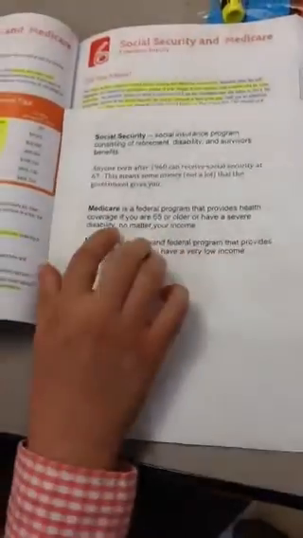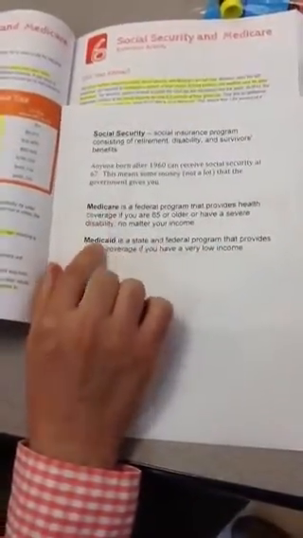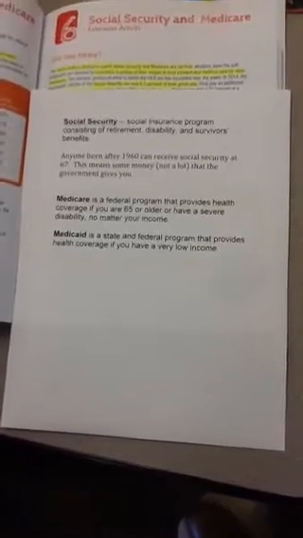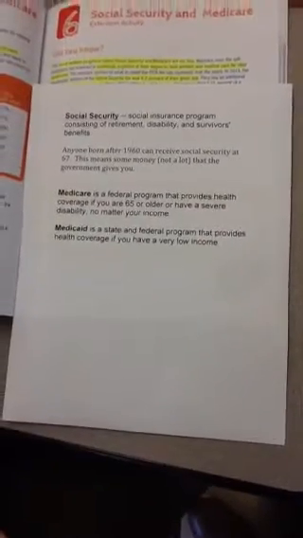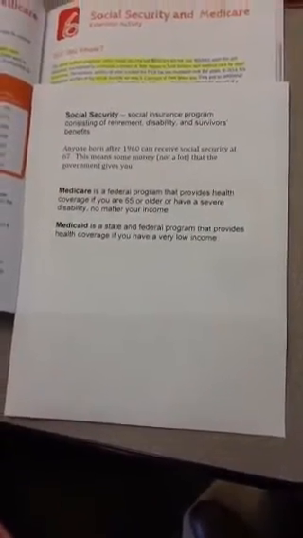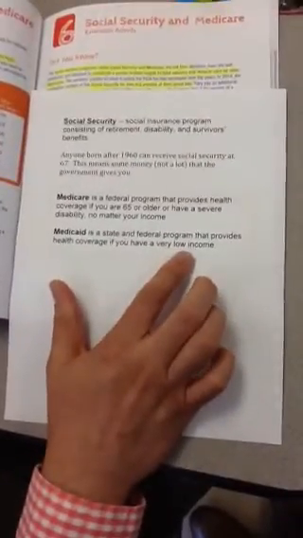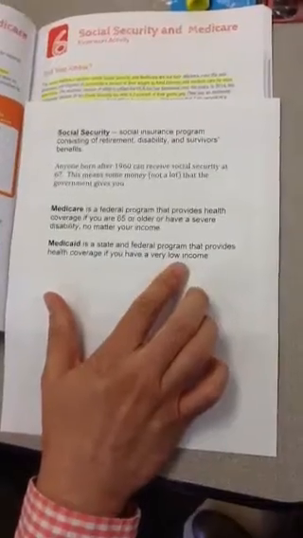The next term you should be familiar with is Medicare and Medicaid. We'll talk about the difference. Medicare is a federal program that provides health coverage if you're 65 or older or have a severe disability, no matter your income. Medicaid is a program that is for very low income people.